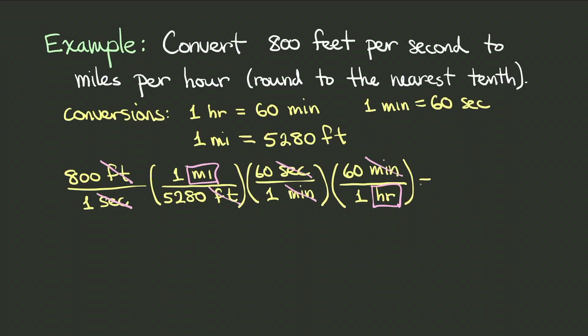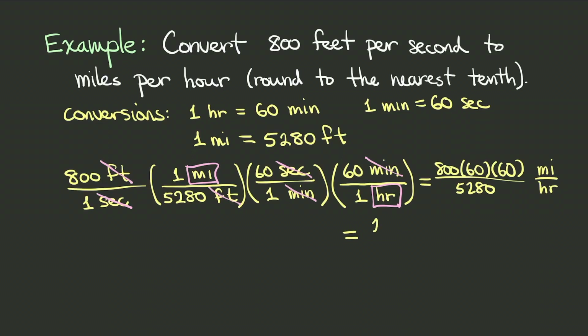So what we're going to do is multiply straight across the top. That's 800 times 60. We also have this multiplied by 1, but that's not going to do anything. And so 800 times 1 times 60 in the numerator. And then in the denominator, we have 1 times 5,280 times 1 again times 1 again. And now our units are in miles per hour like we wanted. And so to finish up, all we need to do is compute what we have here.